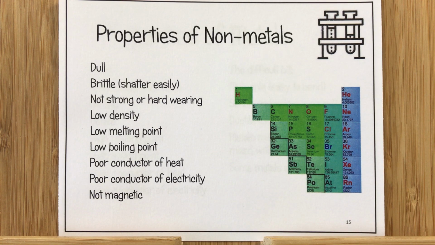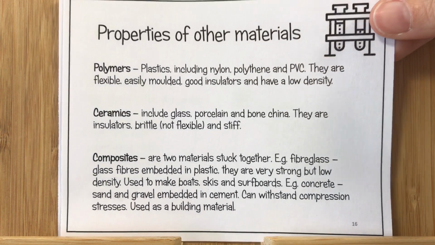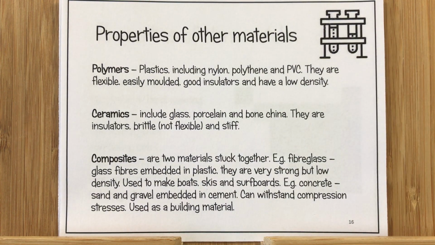And lastly, we'll look at properties of other materials. Okay, we've got the polymers, ceramics and composites. Polymers are lots and lots of molecules all joined together. These include the plastics, things like nylon.